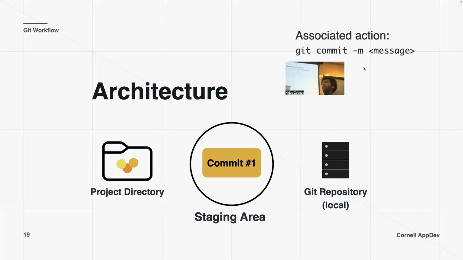To reiterate one thing, you can add multiple files to your staging area by typing their names, or by saying git add dot to add all of them. And if you make a commit, it'll put all of your files into your repository. So it's like pushing them all in.